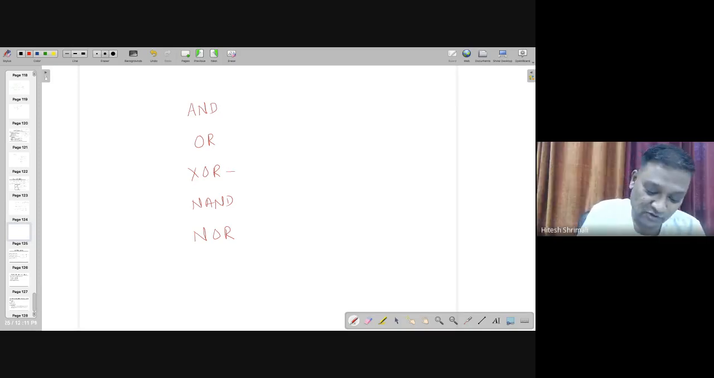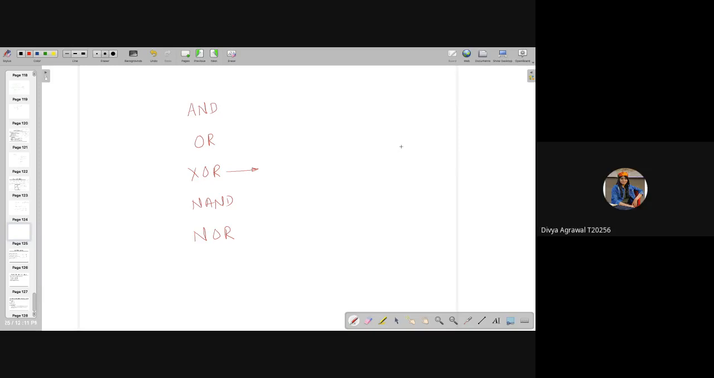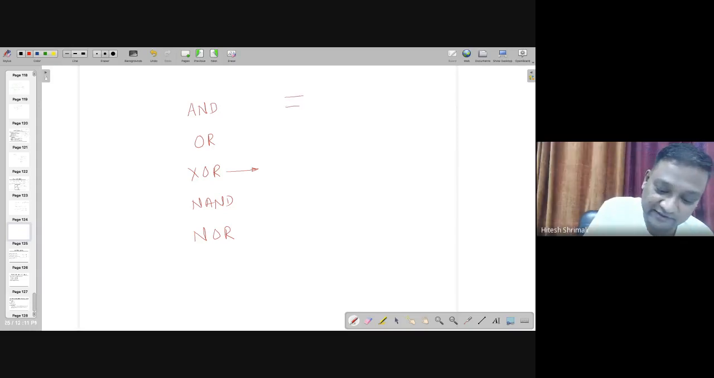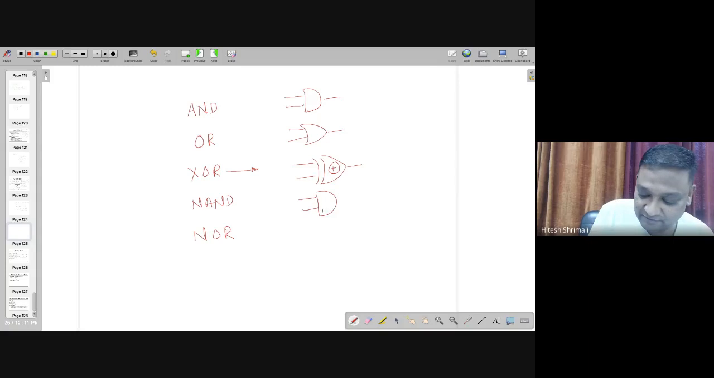Exclusive OR. And why? Because more gates will be required to form an XOR gate. No, look, all require only one gate. This is AND, this is OR, and till now we have not learned what is inside it. Okay, this is one more thing. So you are talking about this exclusive OR, NAND.